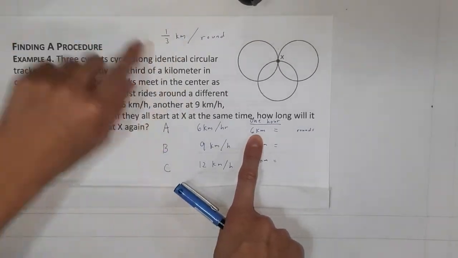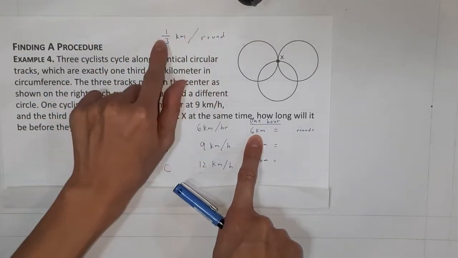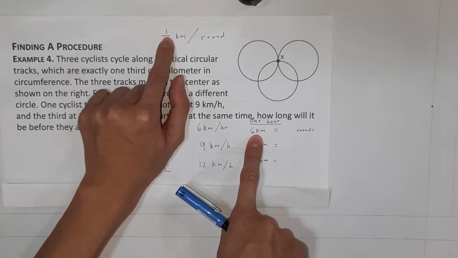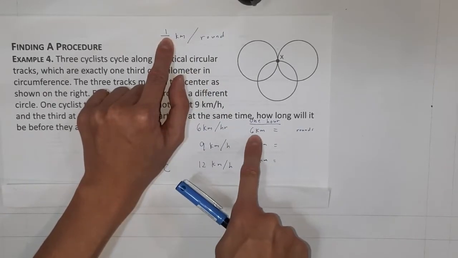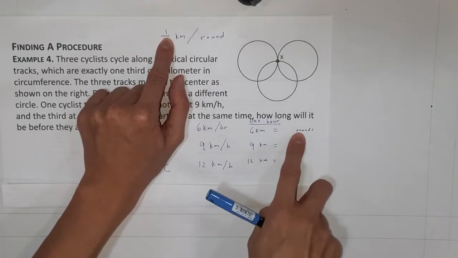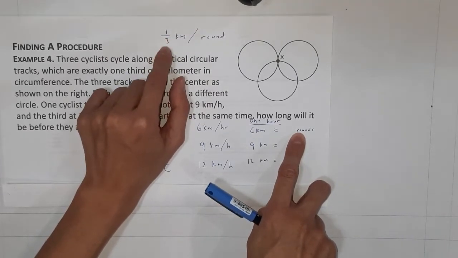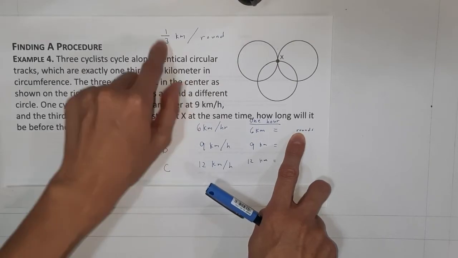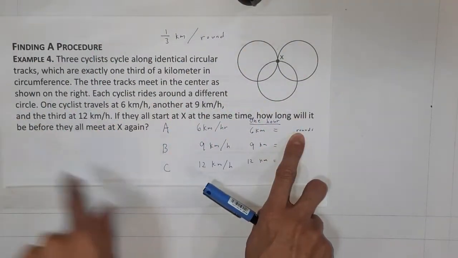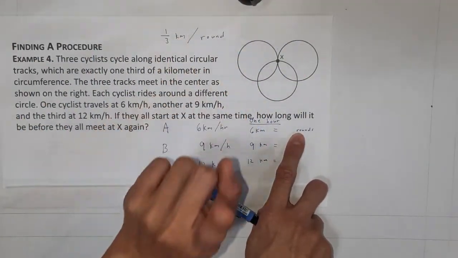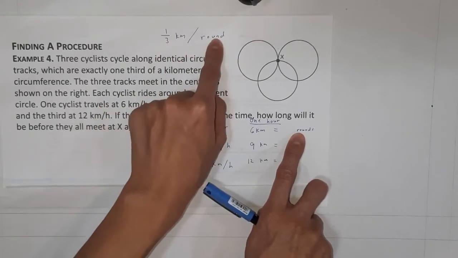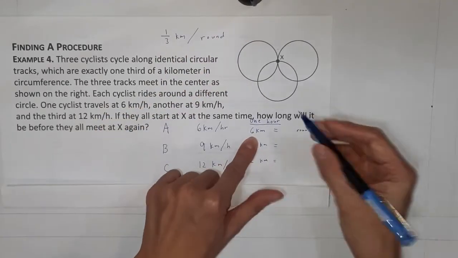Kung ang kunwari, pasimplihin natin, ang isang round ay 1 kilometer kunwari. Kung 1 kilometer ang isang round, 6 kilometers ay katumbas sa 6 rounds. Pero hindi siya 1 kilometer, mas maikli. 1/3 of a kilometer lang. So that means makaka-3 ikot siya sa bawat kilometer. Sa isang kilometer, 3 rounds, 6 kilometers, yun ay 18 rounds.